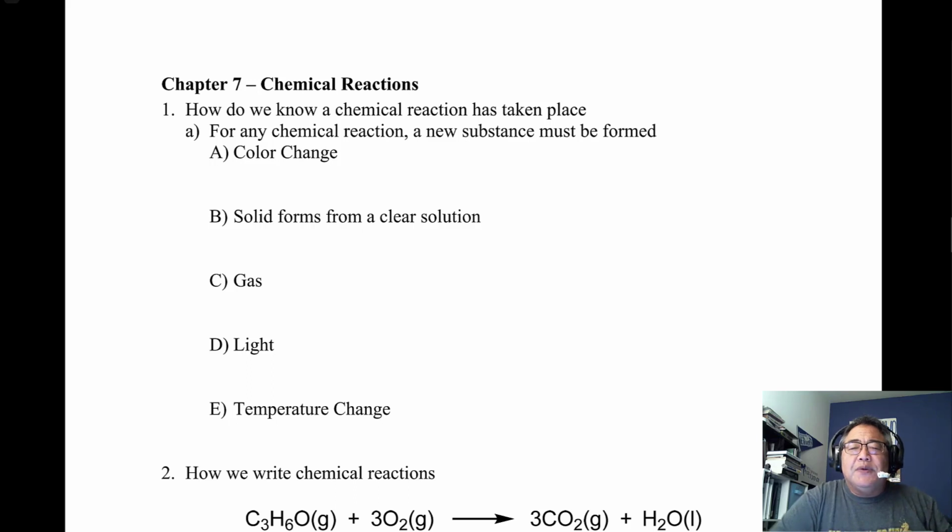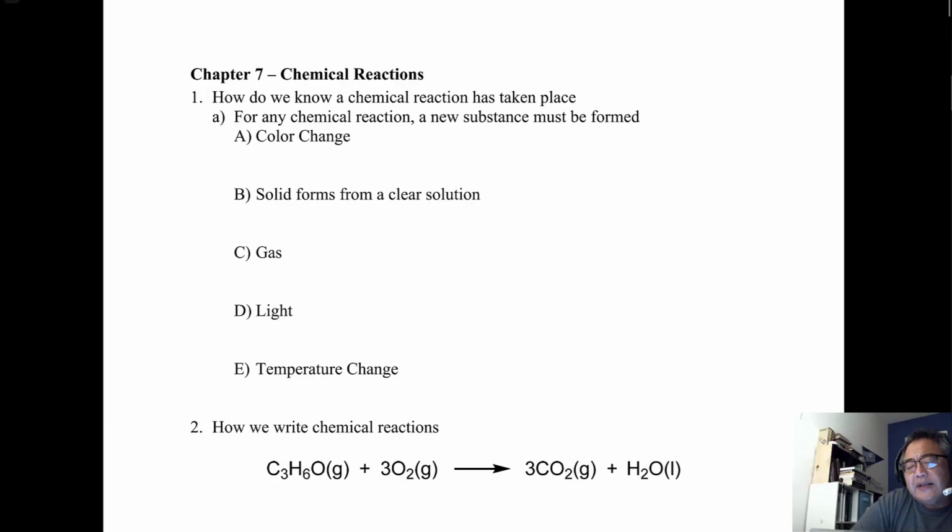So in this chapter, what we're going to do is learn more about chemical reactions and try to understand why reactions take place. And we're also going to learn how to write chemical reactions in a way that we can communicate it to other people.